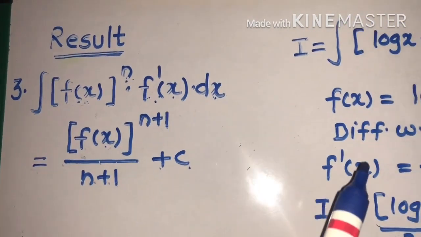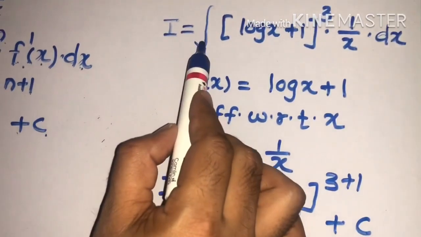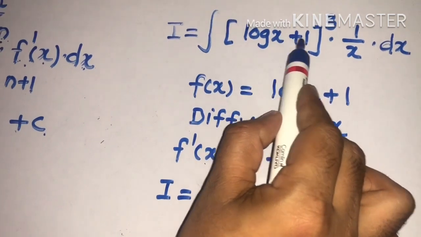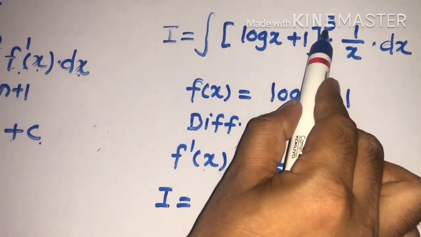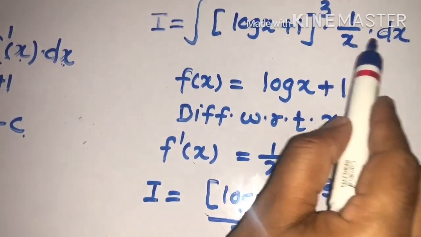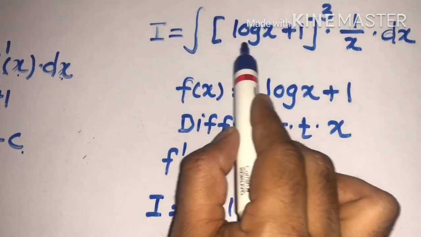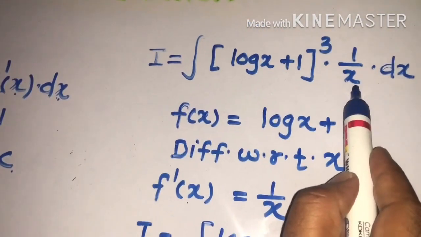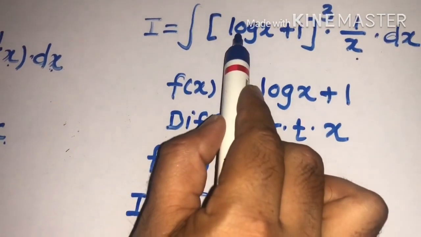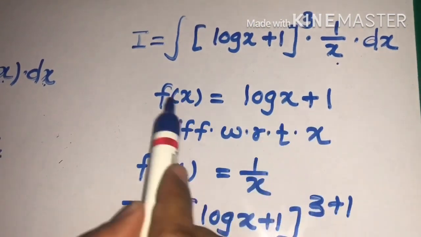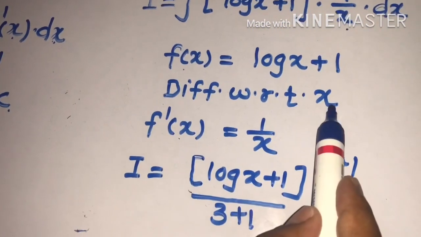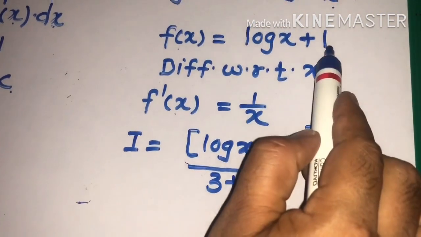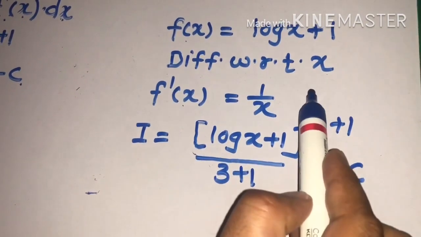Now I'll take one example based on that. Suppose I have the integration of log x plus 1 raised to 3 into 1 upon x into dx. So this must be your function and this must be your derivative. Let's check it out. Suppose I am taking log x plus 1 as a function. Let's differentiate. Log x has a derivative 1 upon x, and 1 has a derivative 0, so no need of writing.